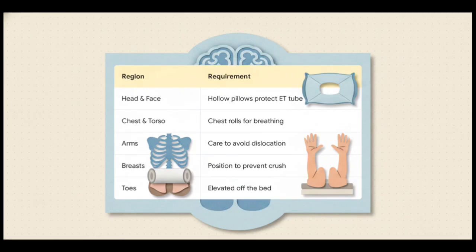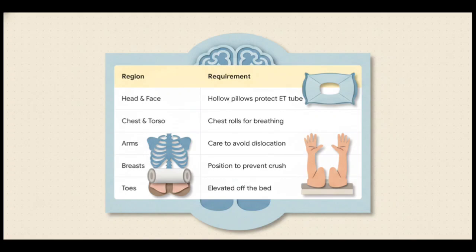For the head and face, we use specialized hollow pillows. These accommodate the endotracheal tube while safely supporting the forehead and chin. For the chest and torso, axillary and lateral chest rolls are essential. Without them, the patient literally cannot expand their chest or use their diaphragm to breathe.